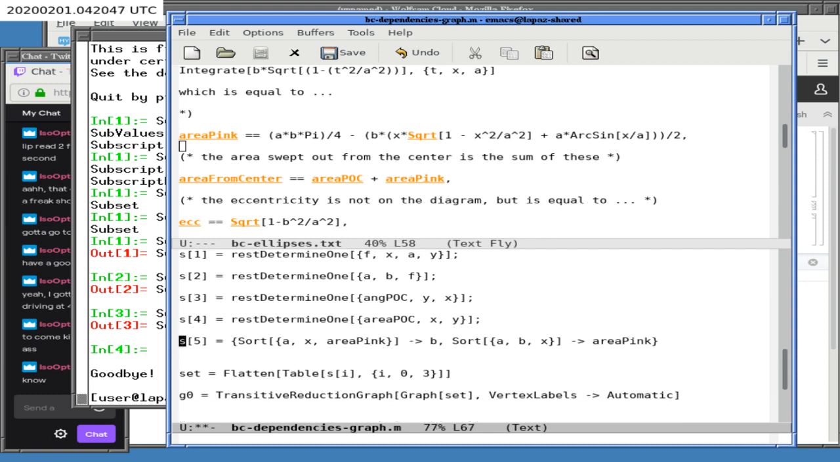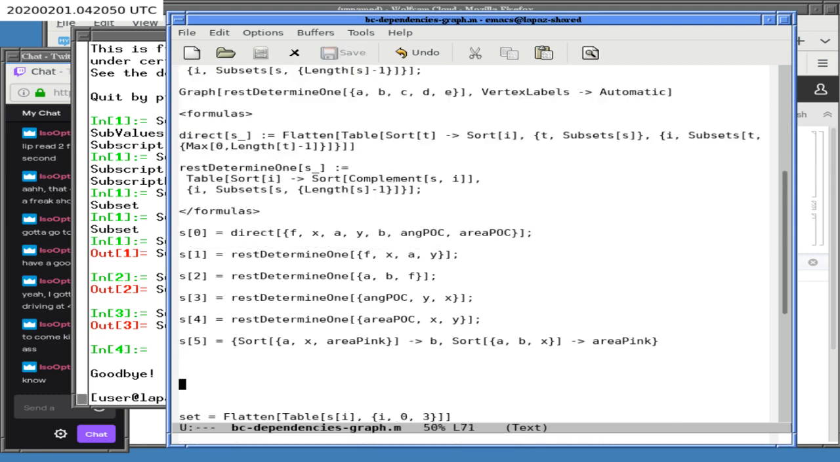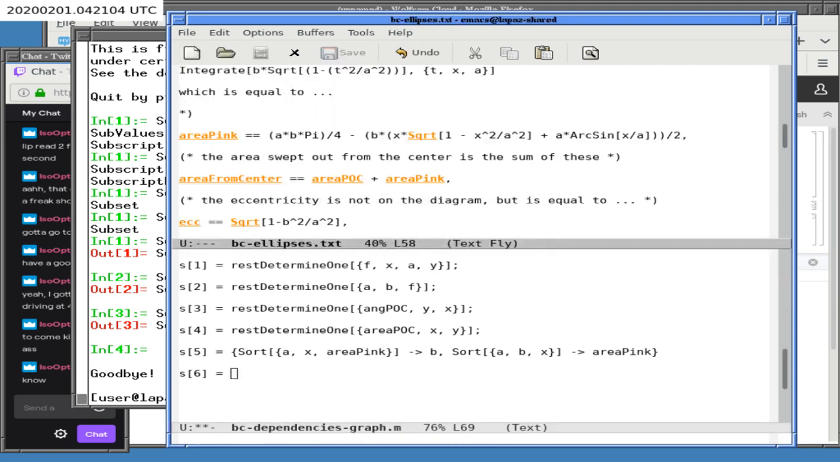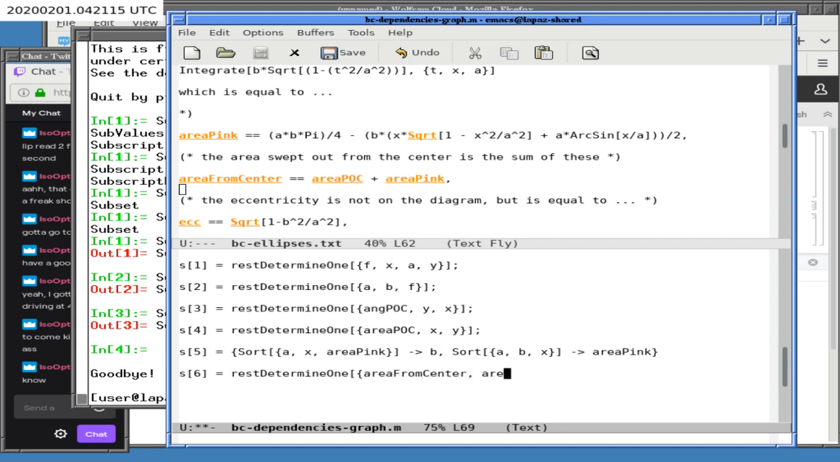Okay. And we are keeping up with our variables. Hang on, are we? No, we're not. Area pink. Okay. And the next one, I think there's nine of these total if anyone's getting tired of them. So from this one, we can clearly get any of the others: rest determine one, area from center, area POC, area pink. By the way, area pink should probably, or actually I think it's going to be area purple, should actually say focal area from focus, because that is actually an important quantity there.